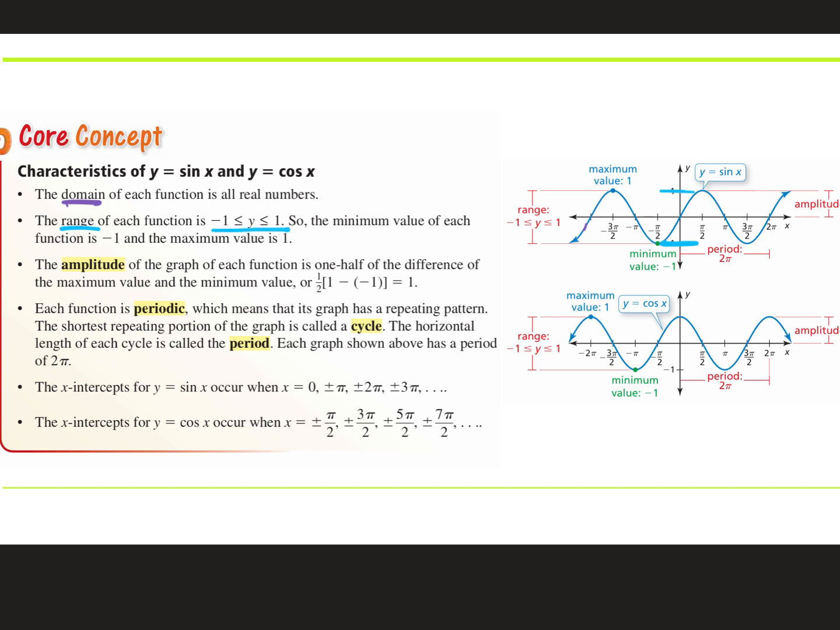That changes when the amplitude changes, but we'll see that when we start to graph them. The amplitude is going to be the maximum and minimum height of the graph. So this number up here and the number down here are going to be our amplitudes. That's how high our graph goes and how low our graph goes. And then each function is periodic, which means that the graph has a repeating pattern. The shortest repeating pattern, or the shortest repeating portion of the graph is called a cycle. The horizontal length of each cycle is called the period.